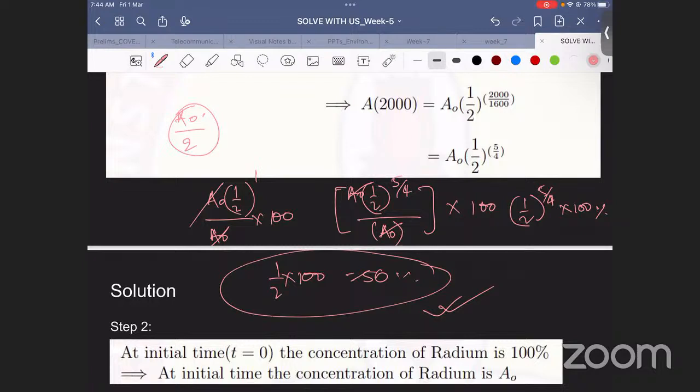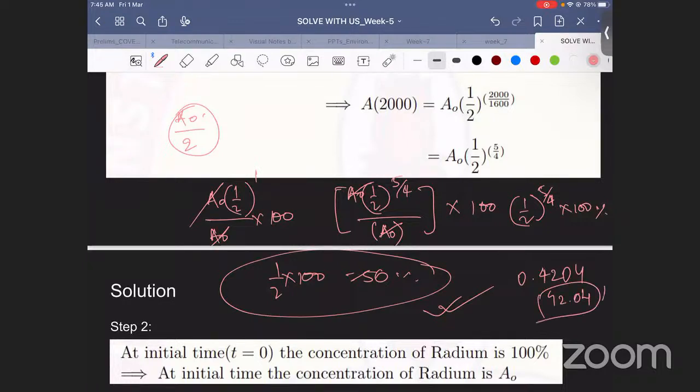Here it is written half to the power of 5 by 4. When we take the exponent, it comes 0.4204, and a naught is 0.4204. Then you will multiply with 100, you will get 42.04.